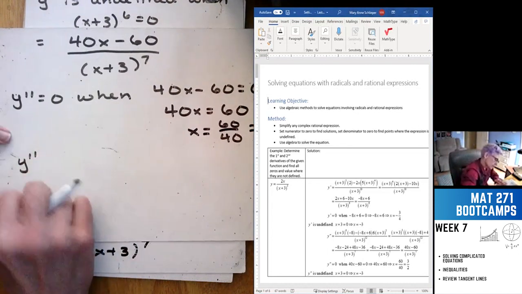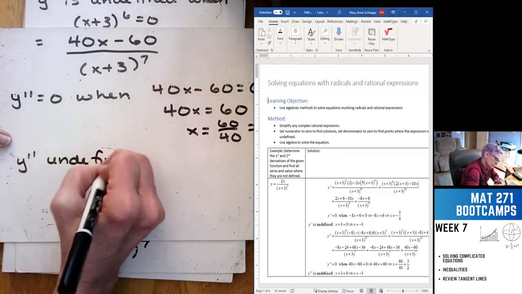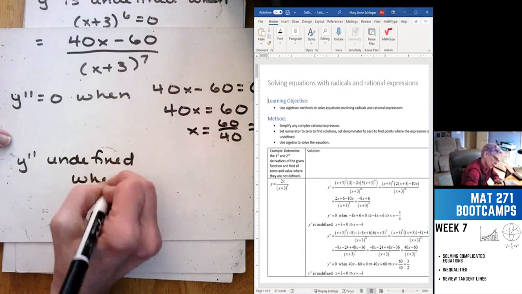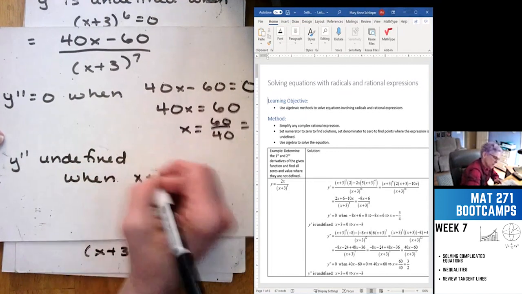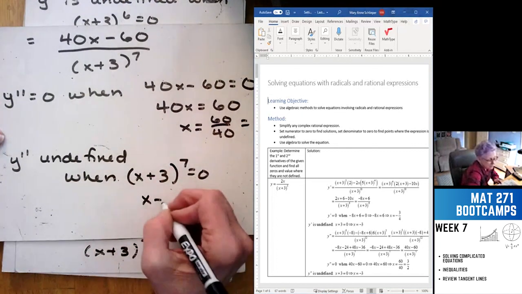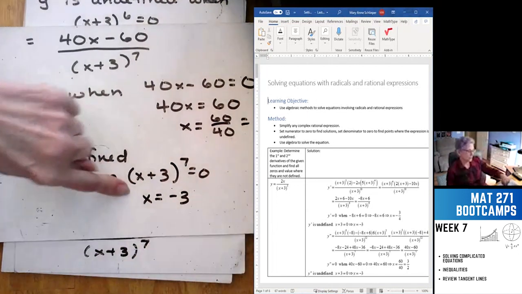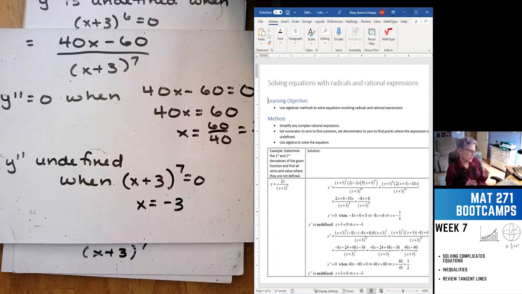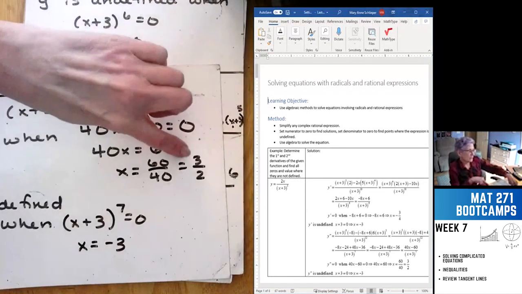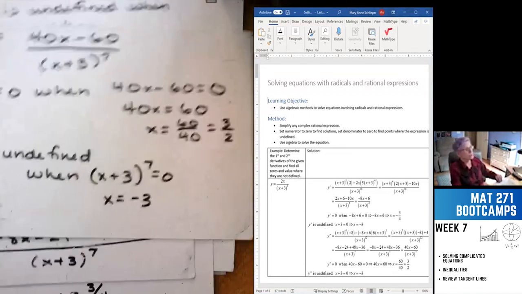Second derivative is undefined when (x+3)^7 is equal to 0, which is the same place as the derivative was undefined, x equals -3. So your second derivative, your first derivative, and your function don't exist when x is equal to -3. Second derivative is 0 at 3/2. And the first derivative is equal to 0 at 3/4.